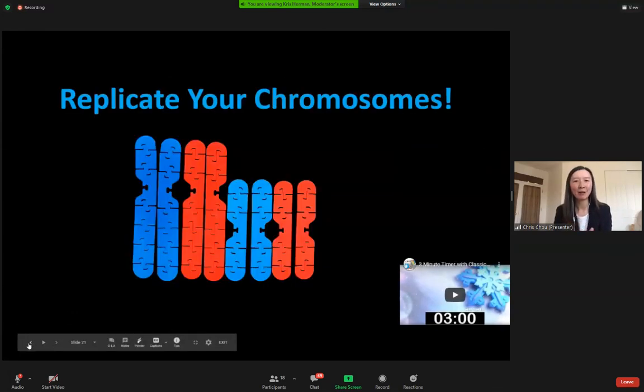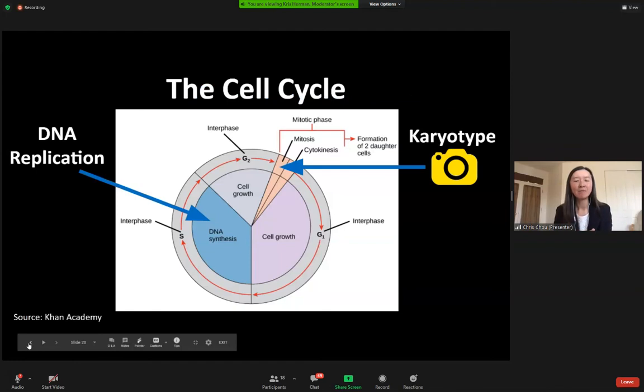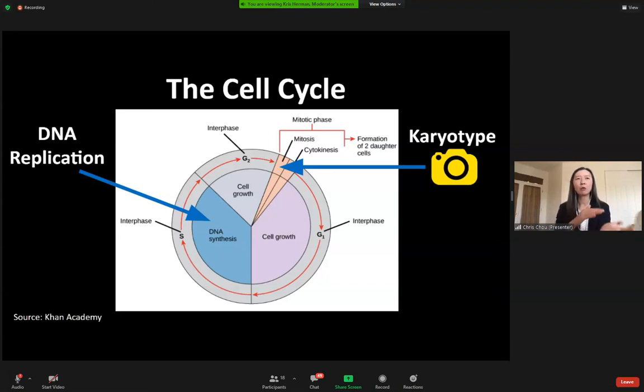But going back to that graphic, the DNA gets replicated in S phase. And then the pictures of the chromosomes are taken during metaphase in mitosis, because that's when the chromosomes have condensed in prophase and they're lined up at the metaphase plate in metaphase. And so that's the ideal time to take the picture.